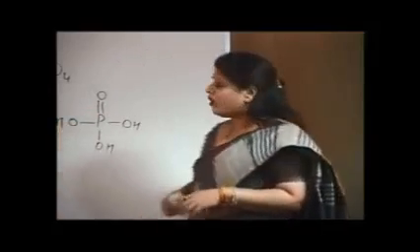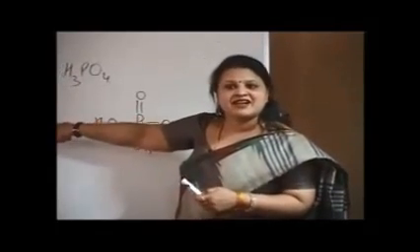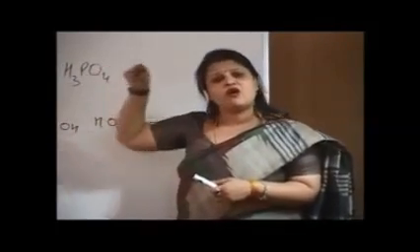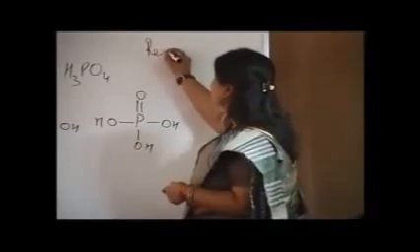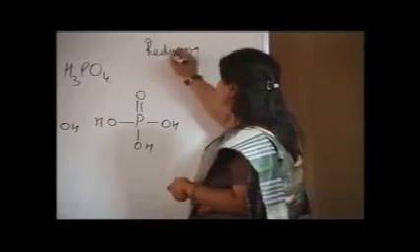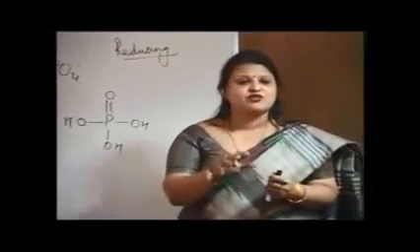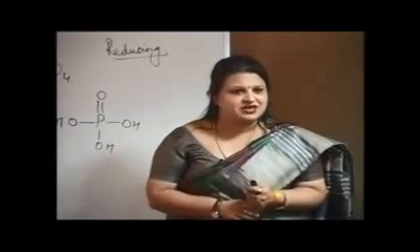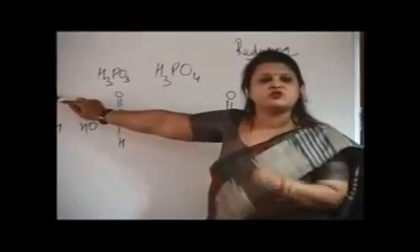Okay. Now, on the basis of the number of hydrogen atoms directly attached to the central atom, we can also comment on the reducing nature. So, this is another application of the Lewis concept, the reducing nature. The more the number of hydrogen atoms directly bonded to the central atom, the more the reducing power. So, out of the three, which one should be the strongest reducing agent? H3PO2 should be the strongest reducing agent.